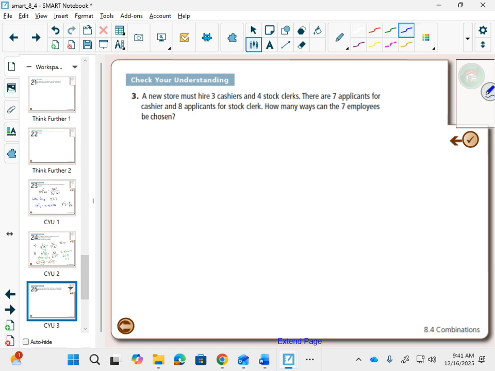They have to hire the cashiers as one decision, and they have to hire the stock clerks as their second decision. Their first decision: there are 7 applicants, they need to choose 3 of them. And their second decision, for stock clerks: there are 8 applicants and they need to choose 4 of them.